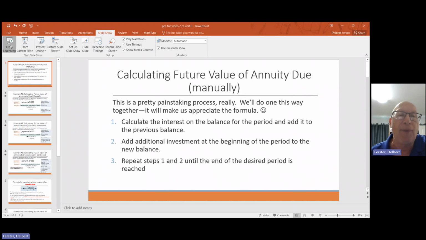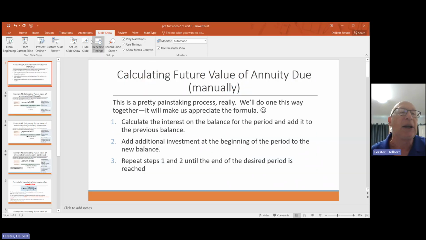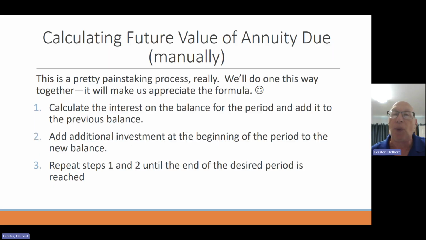And we'll figure out, first of all, by brute force. And then secondly, we'll figure out how this thing is going to go if you use a formula. So I've got a PowerPoint loaded up.